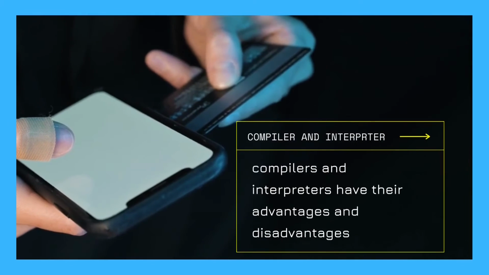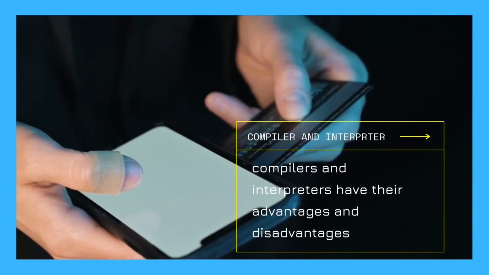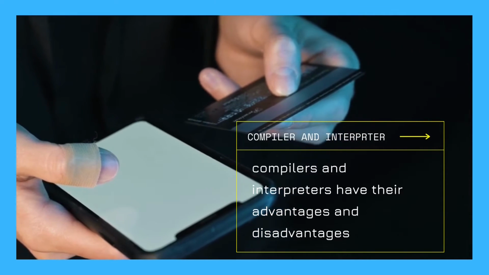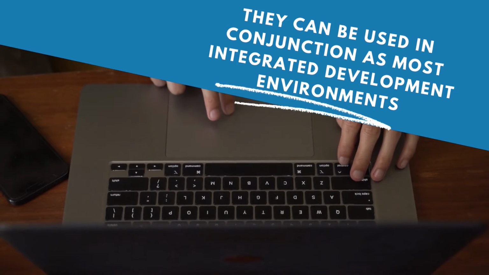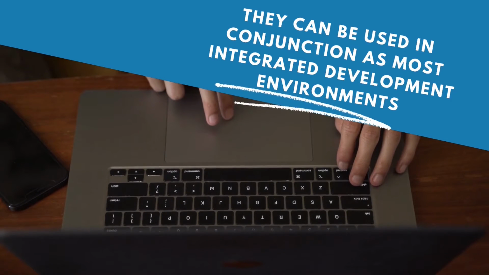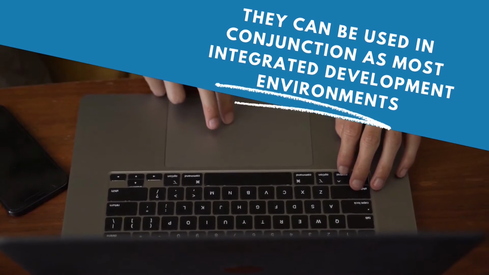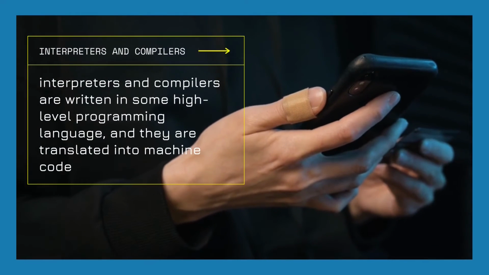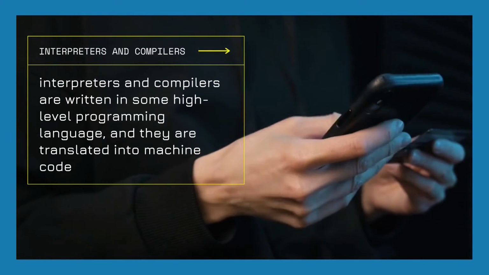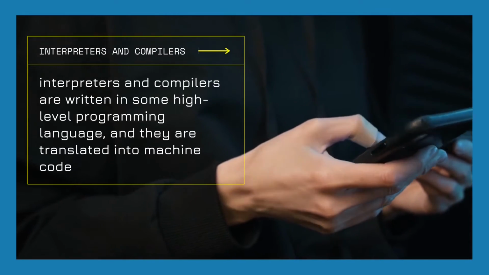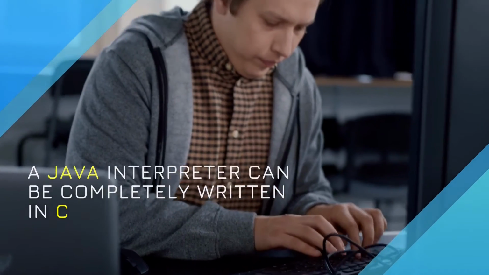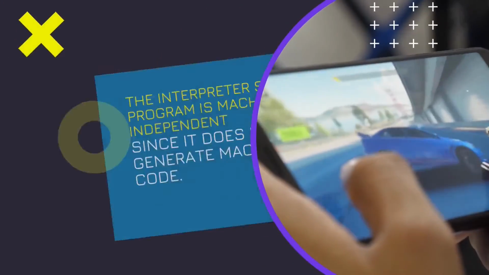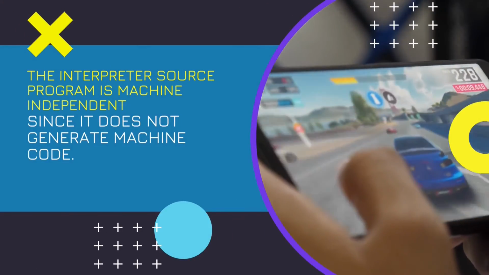We can see that both compilers and interpreters have their advantages and disadvantages, and are not mutually exclusive. This means that they can be used in conjunction, as most integrated development environments employ both compilation and translation for some high-level languages, and both interpreters and compilers are written in some high-level programming language, and they are translated into machine code. For example, a Java interpreter can be completely written in C, or even Java. The interpreter source program is machine independent, since it does not generate machine code.